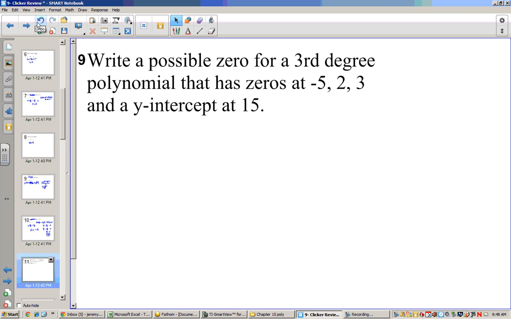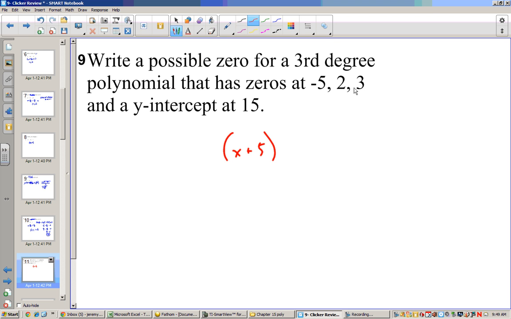All right. Now write a possible equation for a third degree polynomial that has zeros at negative 5, 2, and 3, and a y-intercept at 15. So it's third degree, we have 3 zeros. So we have everything. Oh, I should tell you to pause it and do the problem.